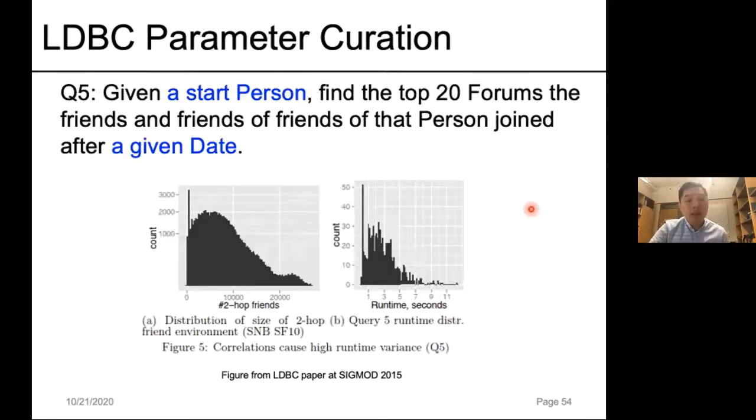So the LDBC also formulates a problem of parameter curation. The motivation is that the benchmark specification provides templates of the query with parameters such as the start person and the given date. A conventional way to pick the parameters is to generate uniform random samples. However, selecting uniform random samples from the domain only works if the underlying values are uniformly distributed.